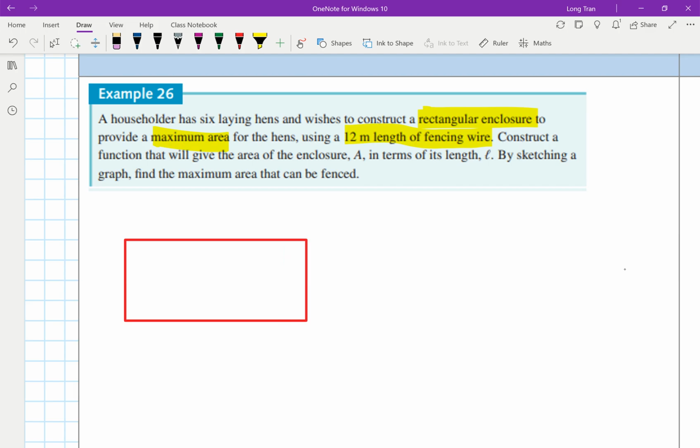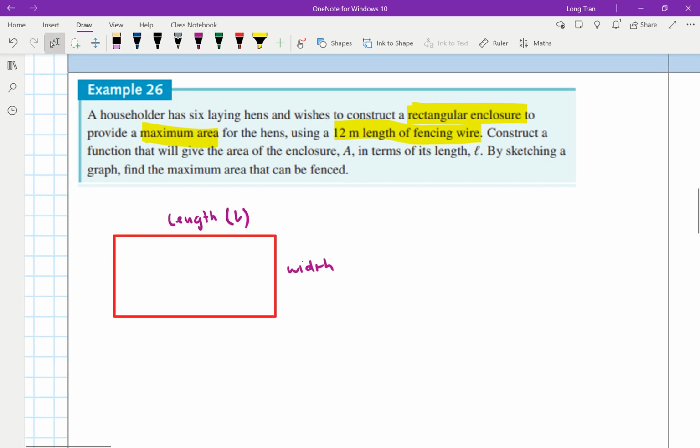That's an enclosure. Now this rectangle implies that you're going to have a length and a width. What do they say? Construct a function that will give the area of the enclosure A in terms of its length, L. By sketching a graph, find the maximum area. We already know that the area of a rectangle is equal to length times width. True?